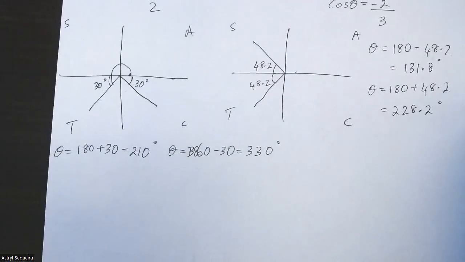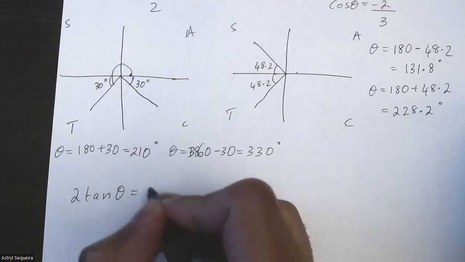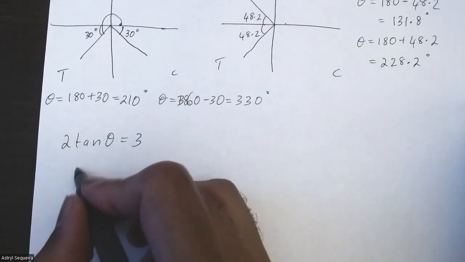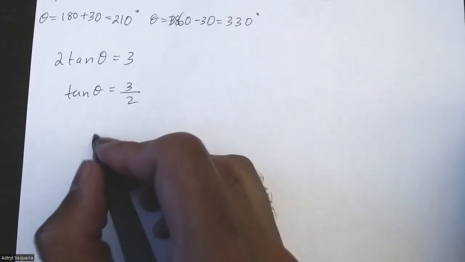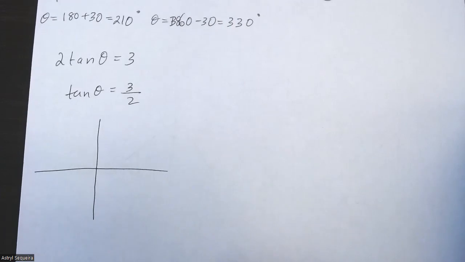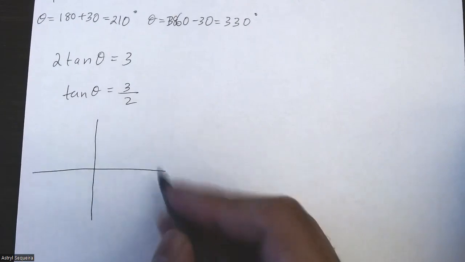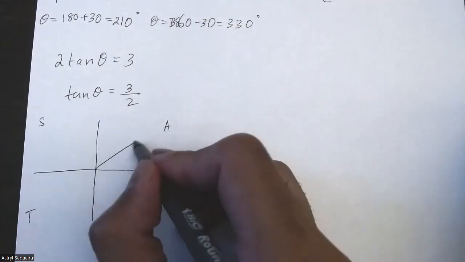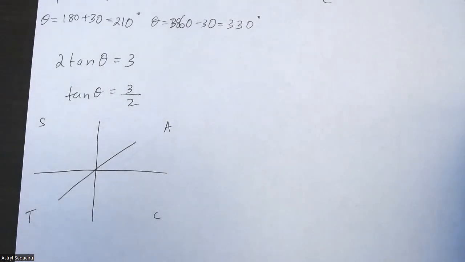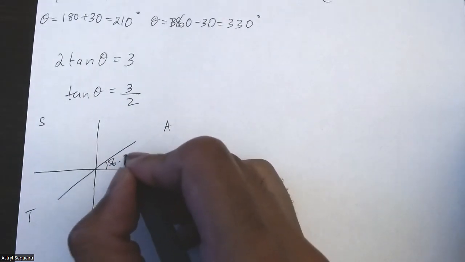Let's go to the third question. Third question is 2 tan theta equals 3. So I'm going to start by dividing the 2 on the other side. Tan theta equals 3/2. Then I'll do my CAST rule. And for my CAST rule, I have tan is positive. That's going to be in A and T. Then in my calculator, I'll do the tan inverse of 3/2. I get 56.3 degrees is my acute angle.